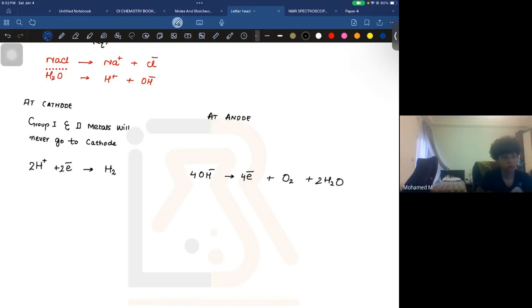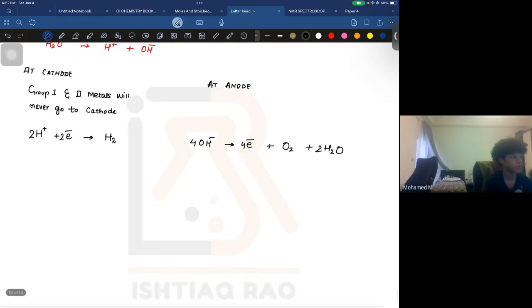Okay, fine. I'll take a picture of it. And so this is your full cathode and anode equation, right?